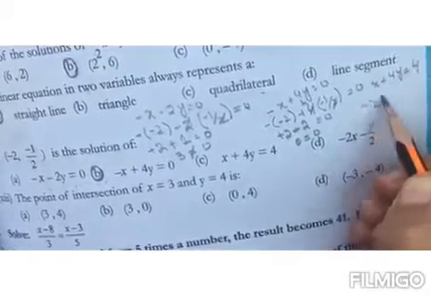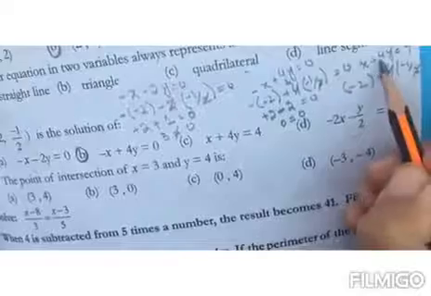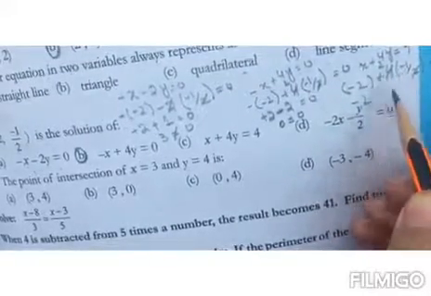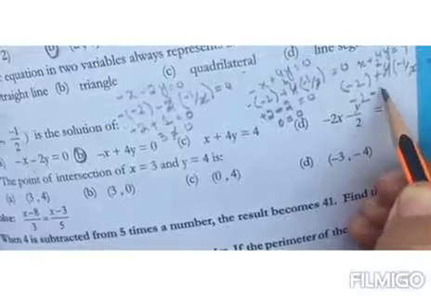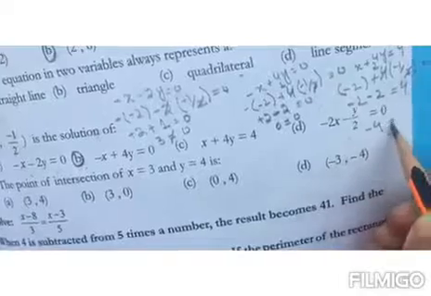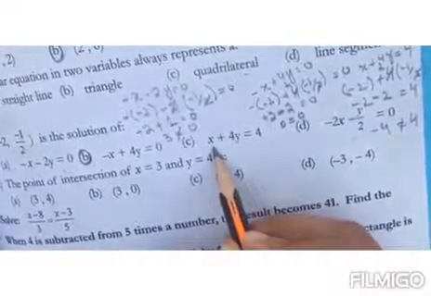So x plus 4y is equal to 4. X is minus 2 plus 4 into y is minus 1 by 2 is equal to 4. This will cancel this, and it will be equal to 2 minus 2, and this will be multiplied by minus, it will also be equal to minus 2 is equal to 4. Minus 2 minus 2 minus 4 is not equal to 4, which means this option is also not correct.